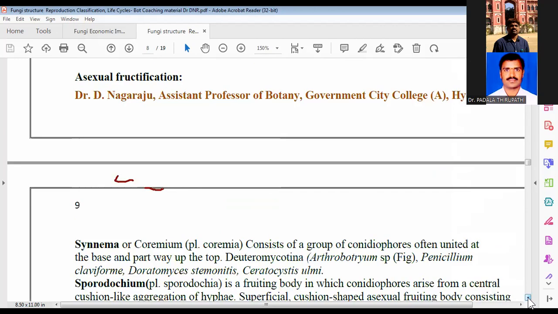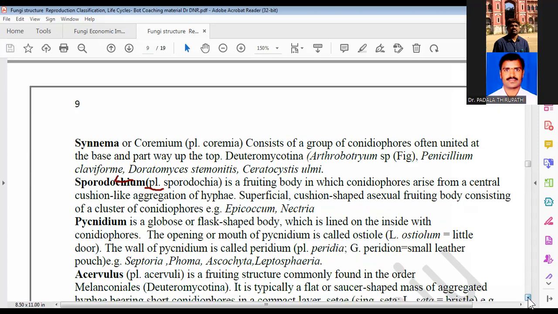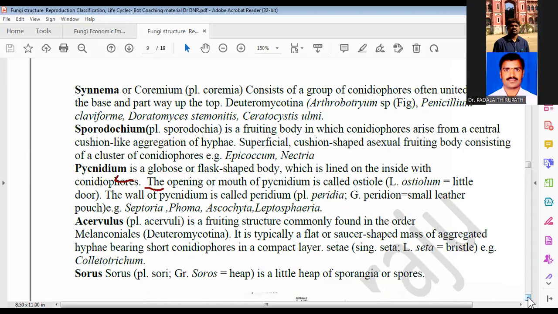Then the sexual spores and fruiting bodies of fungi. Coremium, not cinema. Coremium is like a broomstick. All the spores are attached in one place and the tops are open. That we call coremium.